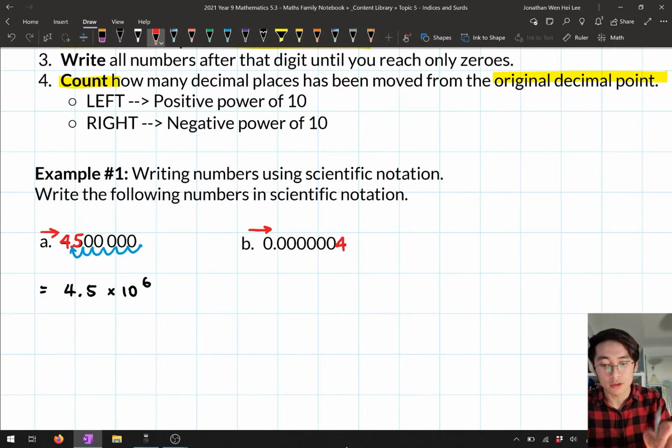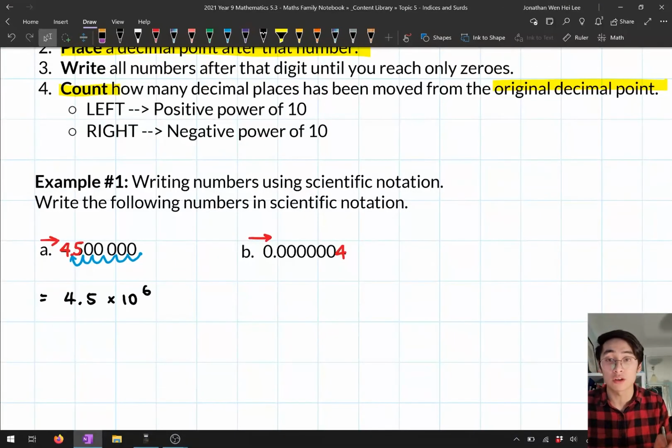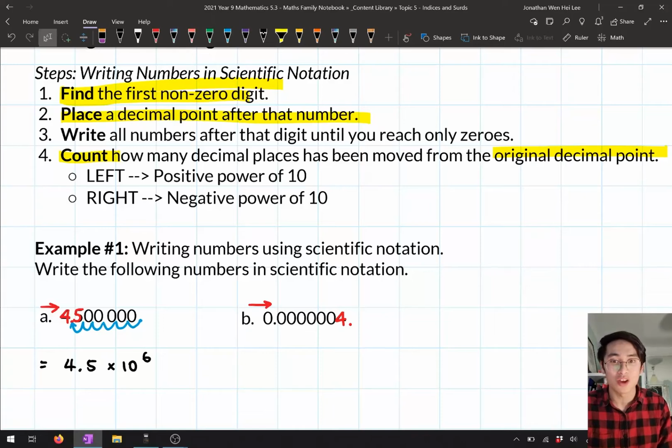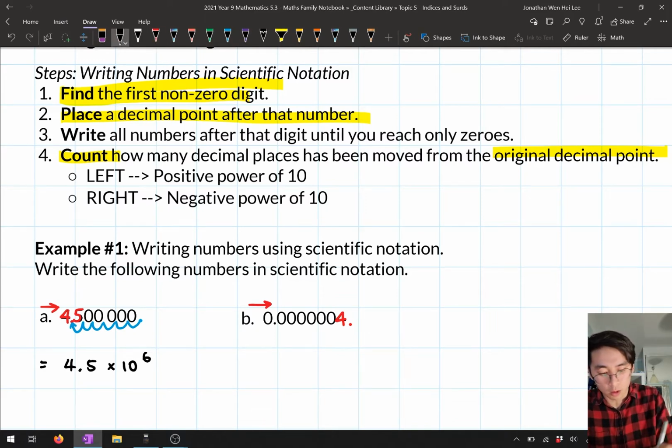And so we've identified the first non-zero digit. What we're going to do is put a decimal point after that. Then we're going to count all the numbers after that digit until we reach only zeros. Now, because this is the last digit in my number, all the digits after that would technically be a 0. So that means I just stop there. So for this one, I can just write this as 4.